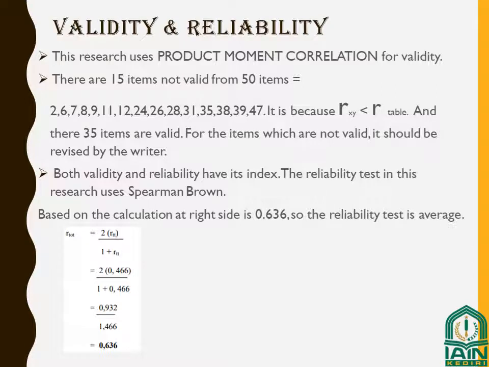While this is about validity and reliability, this research uses product moment correlation for validity. There are 15 items valid from 50 items. It is because the r object is less than the r table, and there are 35 items that are not valid. The items which are not valid should be revised by the writer. Both validity and reliability have an index, so we can read the results by the index.